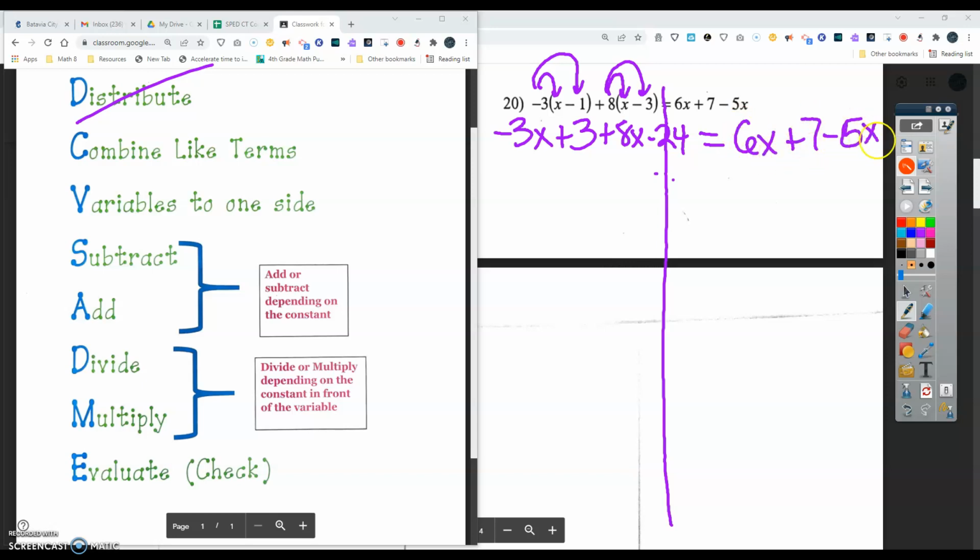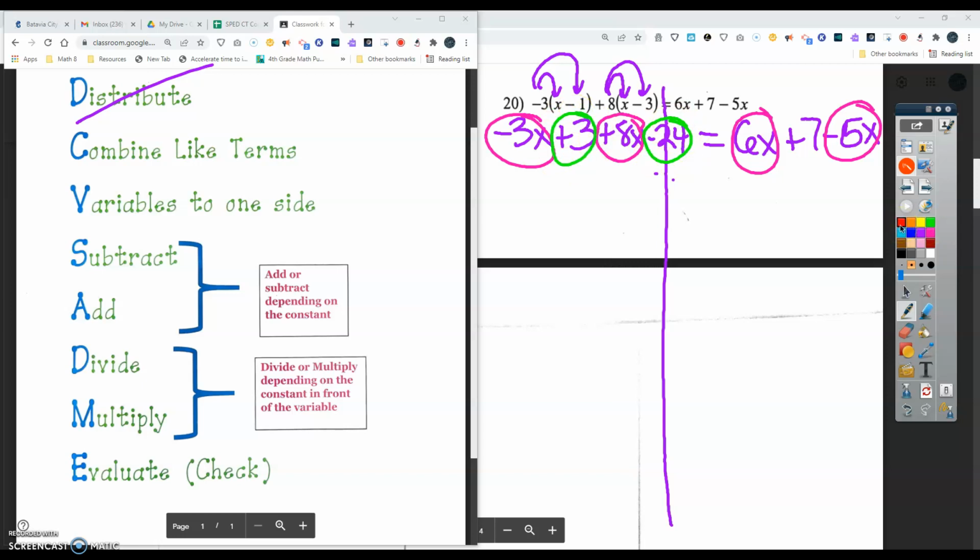Now, I could have taken care of a step there, but I'm not going to. Can I combine like terms? That's our next step. Can I combine like terms on one side? Yes, I can. I have -3x. That goes with the 8x. On this side, the 6x goes with the -5x. And then I have some numbers on the opposite side, which I'll do with green. I got -24, and I have +3.